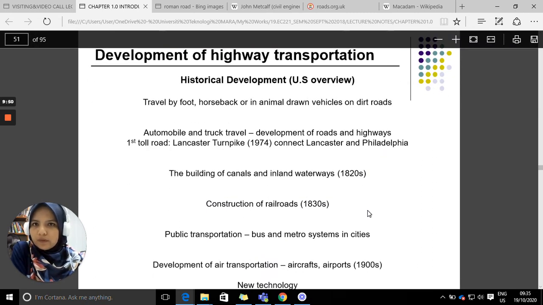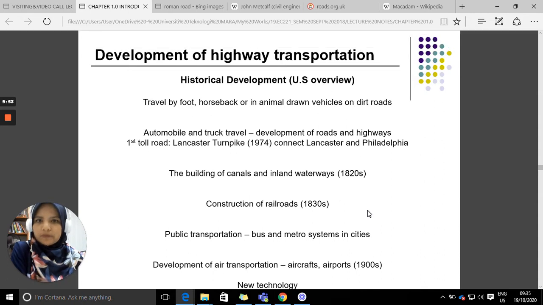Okay, so this is the whole overview in the US on the development of highway transportation. At the early years, we traveled by foot, horse, or any animal cart, and then started to use automobile or truck travel. The first one was introduced by Lancaster Turnpike in 1794, the first toll road. Okay? And in the 18th century, they started to build the canals and inland waterways. Alright, then started to go into construction of railroads.